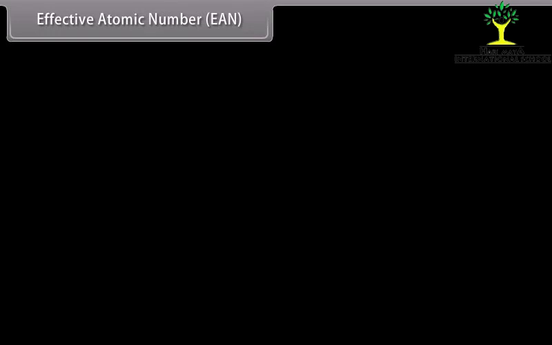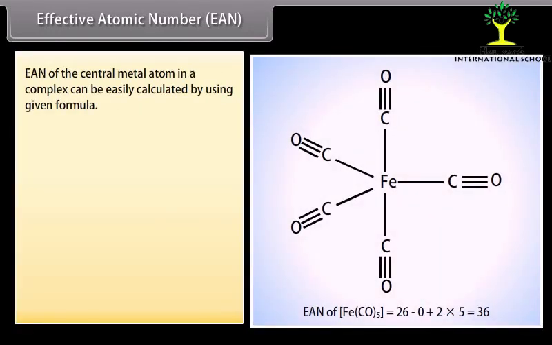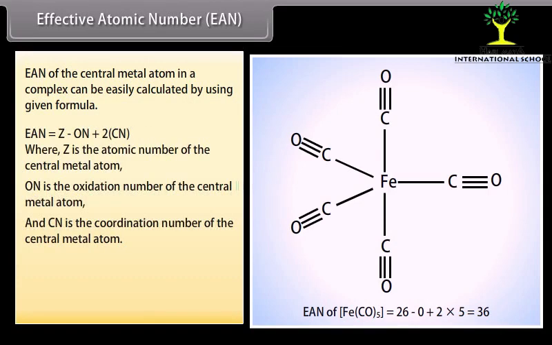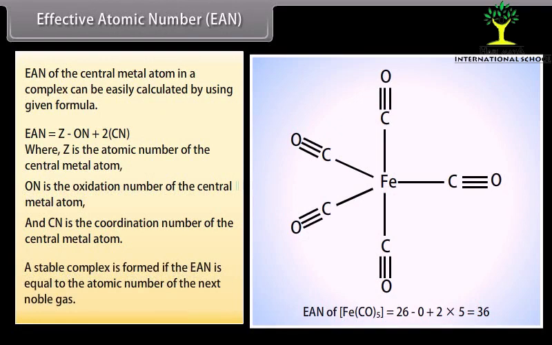Effective atomic number, EAN. The effective atomic number of the central metal atom in a complex can be easily calculated by using the given formula. EAN is equal to Z minus ON plus 2CN, where Z is the atomic number of the central metal atom, ON is the oxidation number of the central metal atom, and CN is the coordination number of the central metal atom. A stable complex is formed if the EAN is equal to the atomic number of the next noble gas. For example, EAN of Fe(CO)5 is equal to 26 minus 0 plus 2 into 5, which is equal to 36.